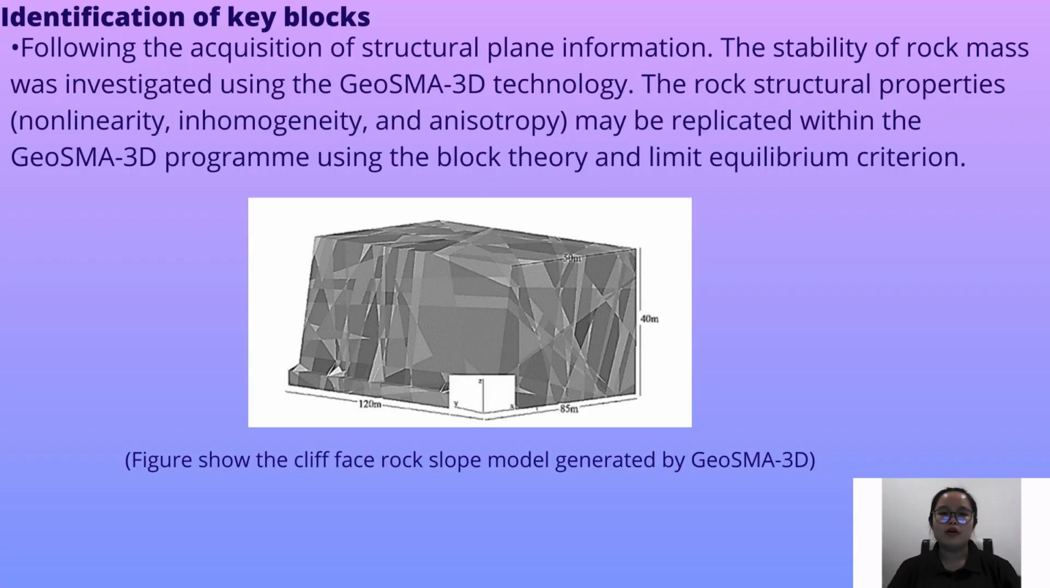Identification of the key block. Following the acquisition of the structural plane information, the stability of the rock mass was investigated using GeoSMA 3D technology. The rock structural property, non-linearity, inhomogeneity, and isotropy may be replicated within the GeoSMA 3D program using the block theory and limit equilibrium criteria. The figure shows the cliff face rock slope model generated by GeoSMA 3D.